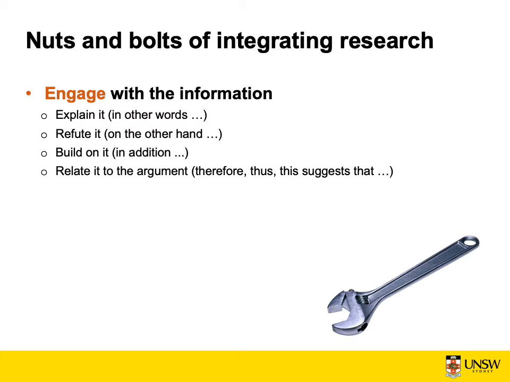And so here, for example, we've got some different ways of engaging, whether it's explaining, refuting, building on, relating to the argument, and next to that, some transition signals that indicate this to the reader and help them make sense of this connection. So in other words, on the other hand, in addition, therefore, thus, or this suggests that. And so use transition signals essentially to make this connection really explicit to the reader, and show that you're doing the work with this information. You're not just letting it sit there and essentially make the argument for you.